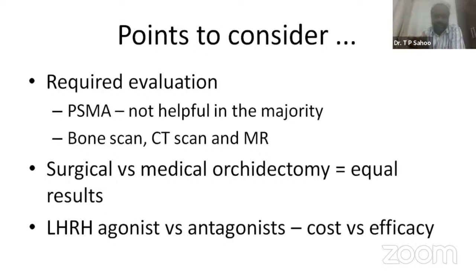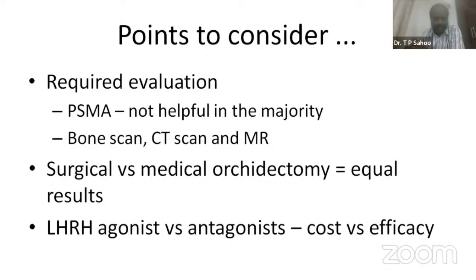So basically, you are pointing out that anyone who is suspicious about compliance and does not have the deep pocket to continue medical therapy for life, you would prefer surgical, and you treat both of them as equal in terms of oncological outcomes. Is that the take-home message? Perfect. Yes, sir.